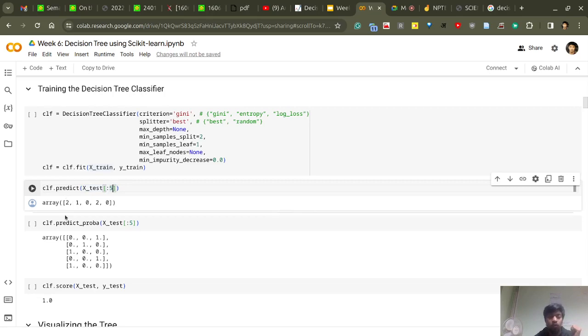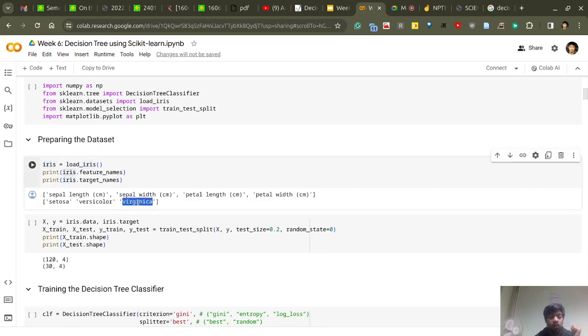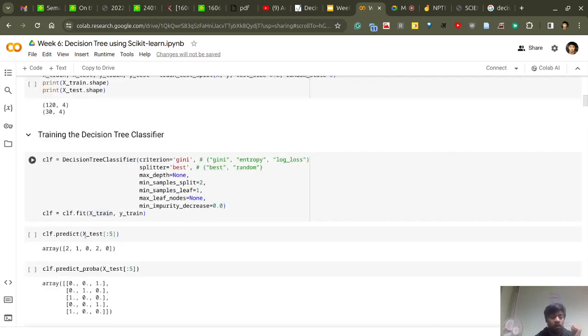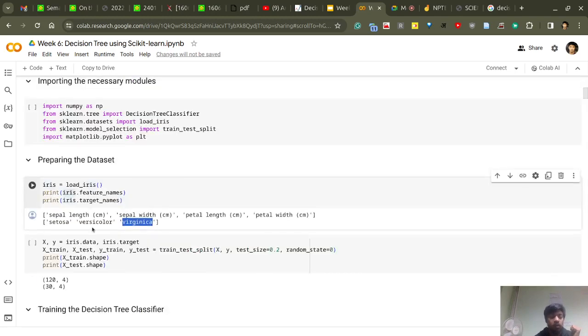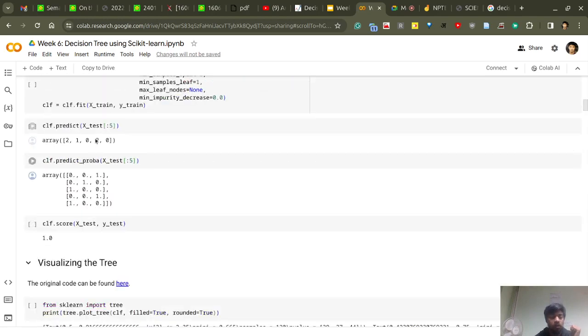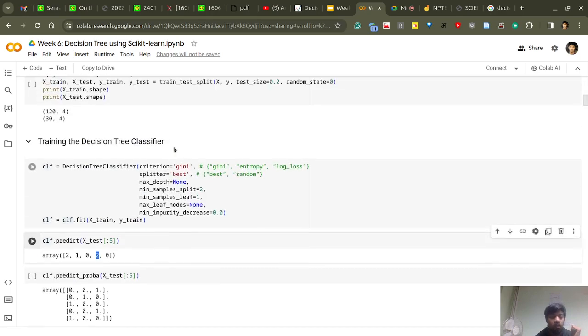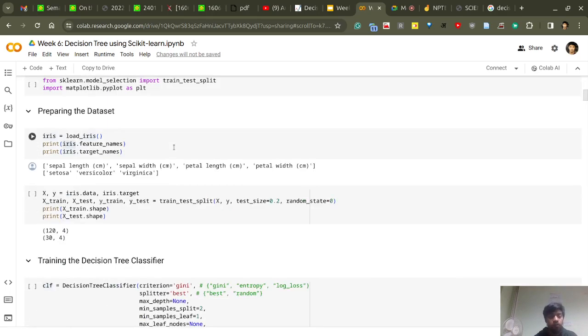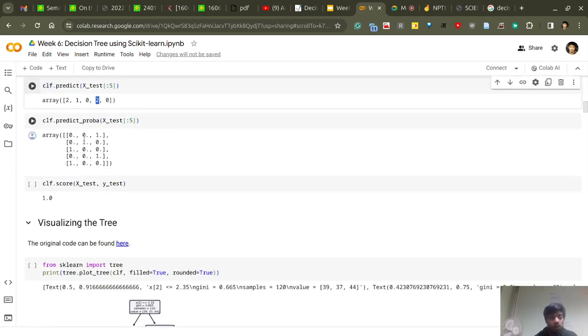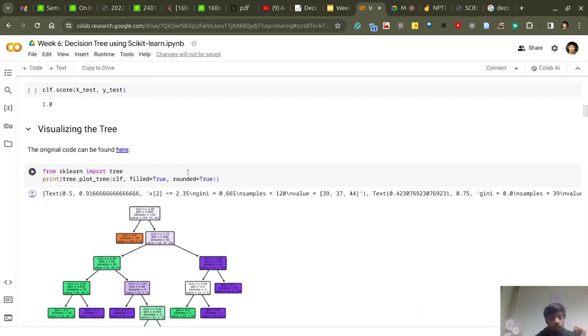The first one is Virginica. The second is versicolor, the third is Setosa, then again Virginica, and then versicolor. So this is the prediction. Then you can also visualize the tree here.